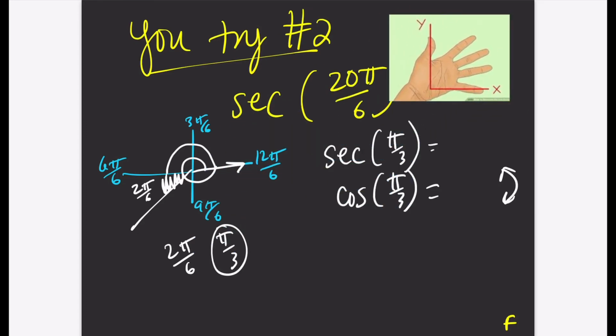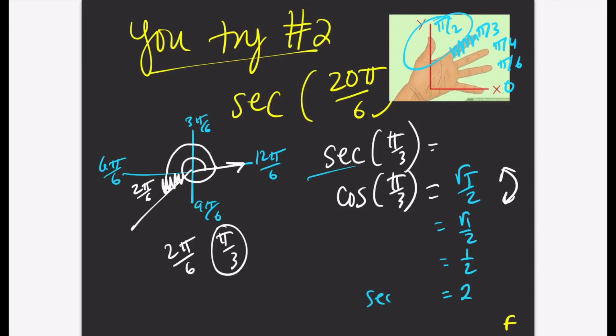Let me label my radians for practice. Pi over 2, pi over 3, pi over 4, pi over 6, and that's 0. Now we have pi over 3, so you're holding your index finger back. The cosine is square root of top fingers over 2. Since you're holding your index finger back, top fingers is 1, just the thumb. If you simplify that, you get 1 over 2. And the last thing to do is to flip it, get the reciprocal since you're doing secant, and you get 2 over 1, which is just 2. So the secant of 20 pi over 6 is 2.